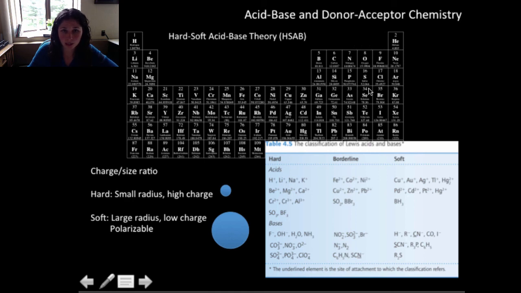Bases, similarly, the smaller negatively charged bases are going to be up at the top right-hand corner of the periodic table. Your hard bases are oxygens and nitrogens and fluorines, and borderline things are nitrogens that are part of conjugated systems that are more polarizable, and larger atoms like bromine, and then your soft bases, things like thiols. This is a really useful theory to know because it really does predict a lot of acid-base behavior, especially with metal ions and their ligands.